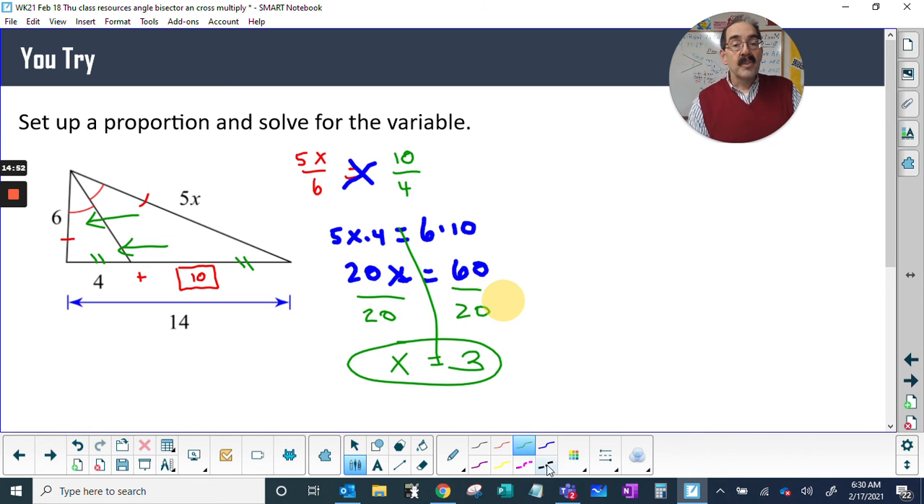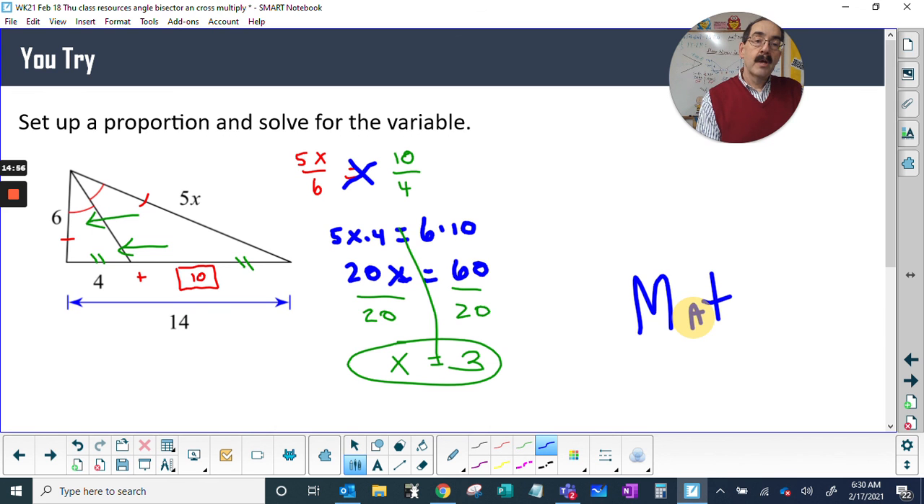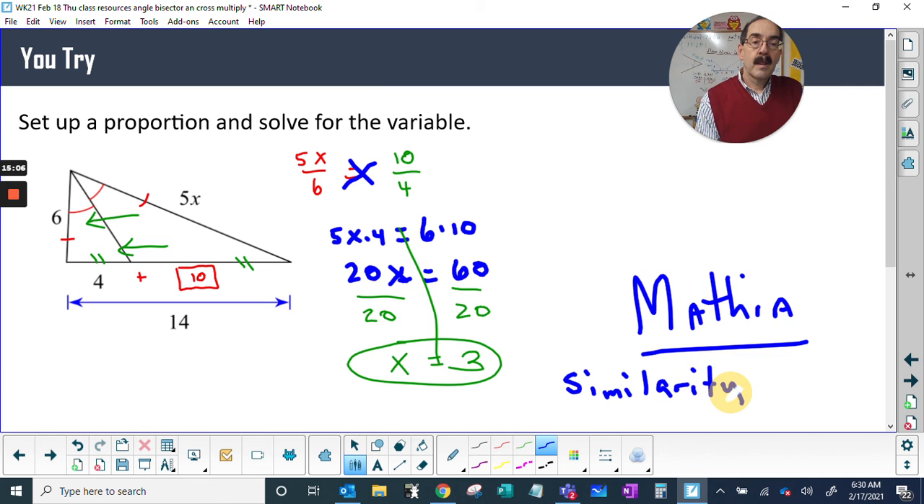All right. The rest of today, I want to make sure we have a short week. We got to get to Mathia. Okay? Mathia is all about similarity, and the angle-angle rule, the side-side-side rule, side-angle-side rule, and yes, there will be some proportions.